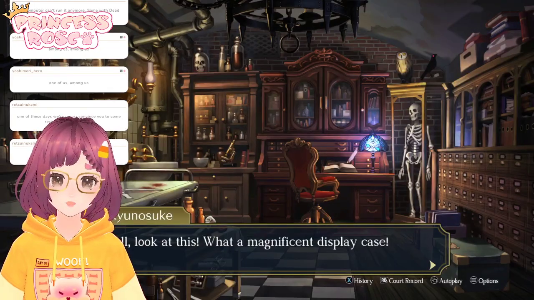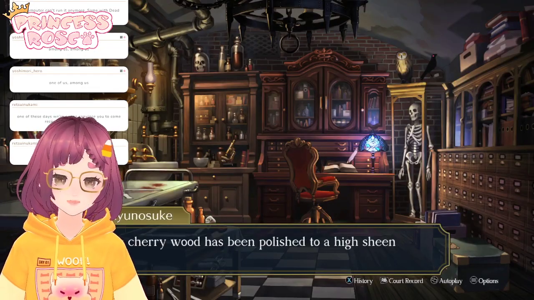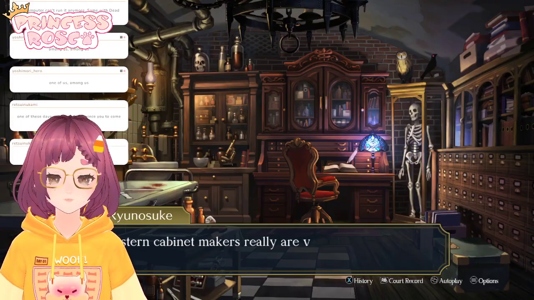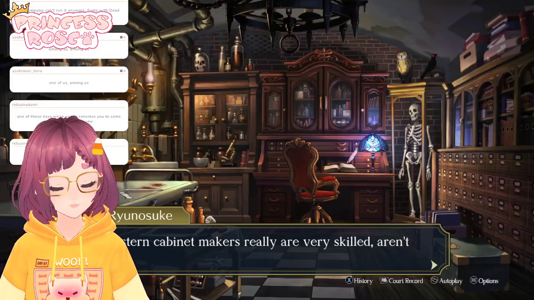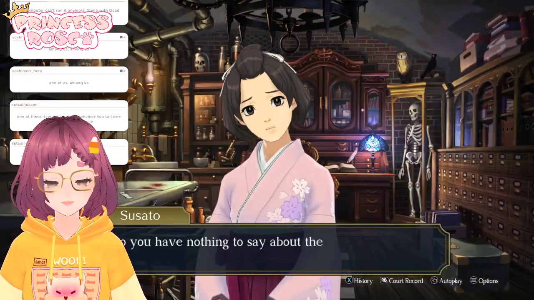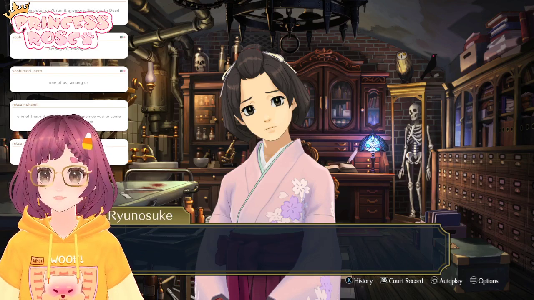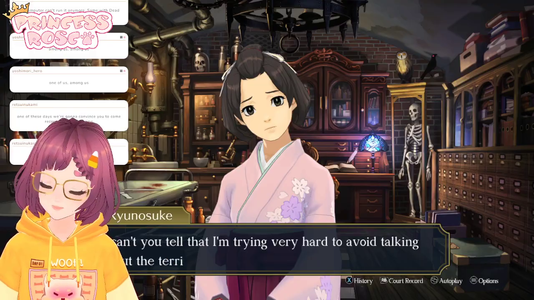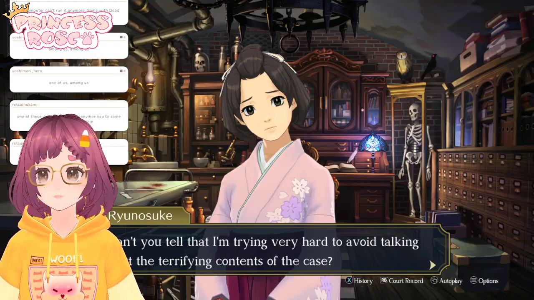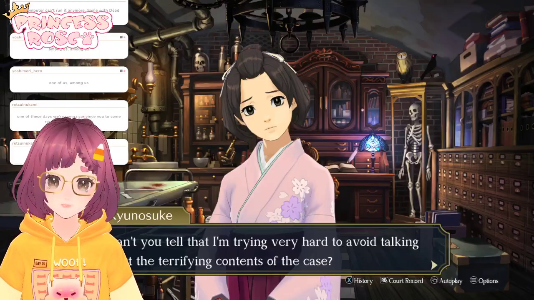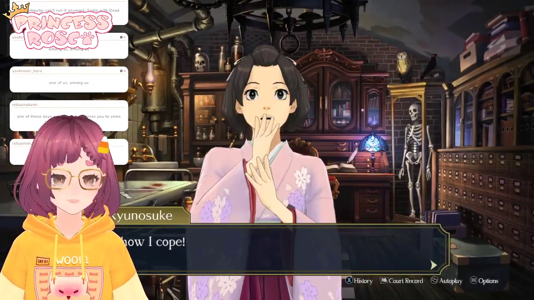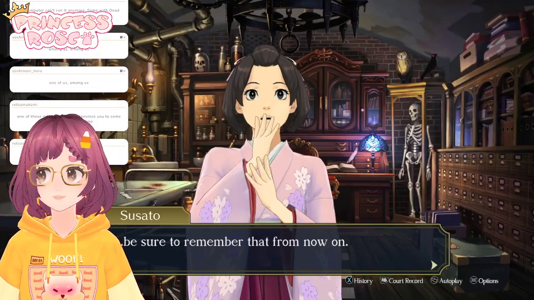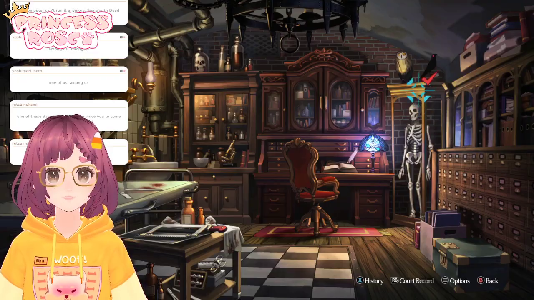Well, look at this. What a magnificent display case. The cherry wood has been polished to a high sheen, and the intricate carving is a joy to behold. Western cabinet makers really are very skilled, aren't they? Do you have nothing to say about the skeleton inside, Mr. Naruhodo? Miss Susato, can't you tell that I'm trying very hard to avoid talking about the terrifying contents of the case? It's how I cope! Oh, be sure to remember that from now on. That's hilarious.